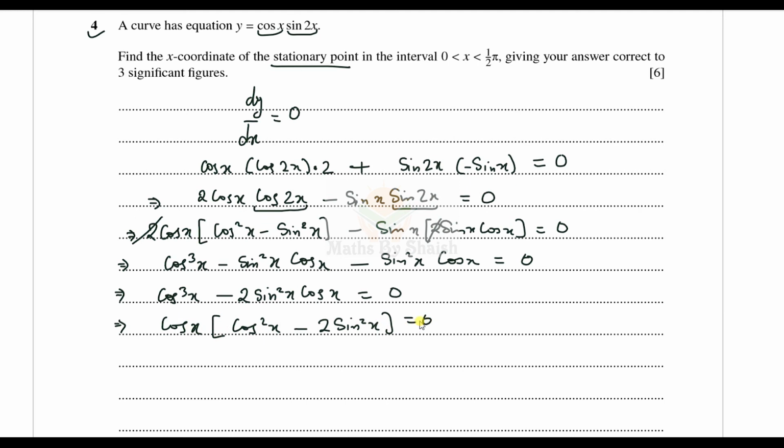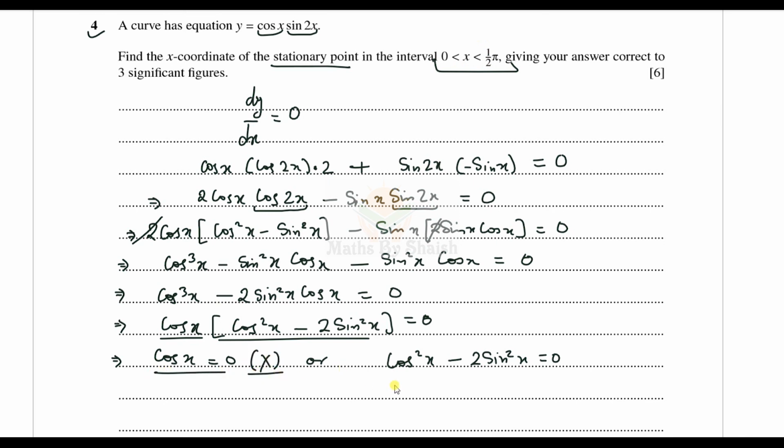So now we got the product of two functions, so separately there should be 0. It means cos x will be 0, or the other bracket, that is cos square x minus 2 sin square x is equal to 0. And we know that cos x is 0 at pi by 2, and pi by 2 is not there in the interval 0 to pi by 2, so we cannot take this, it is not possible. So we have the other function.